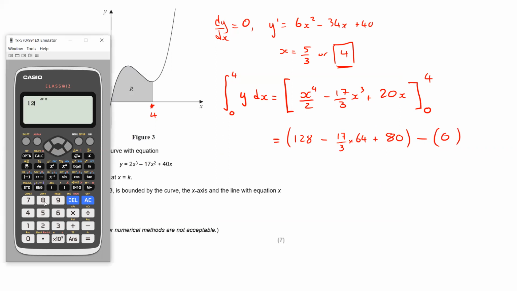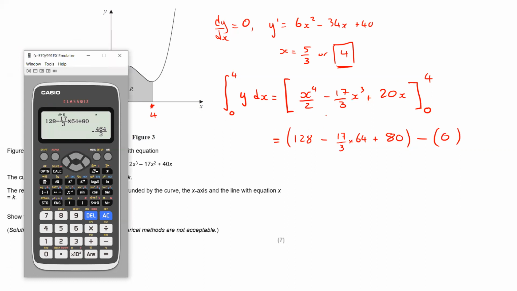So 128 minus 17 over 3. I'm disappointed that I'm not doing this in my head too. Times 64. And then plus 80. I get minus 464 over 3, which is not what I've got there. What have I done wrong? Let's just double check. I'm guessing I've put one of these numbers incorrectly. So let me just double check that again.